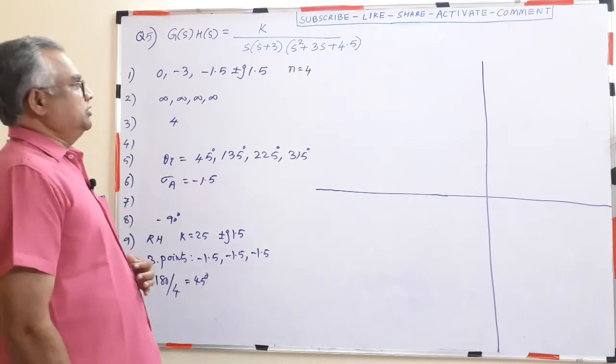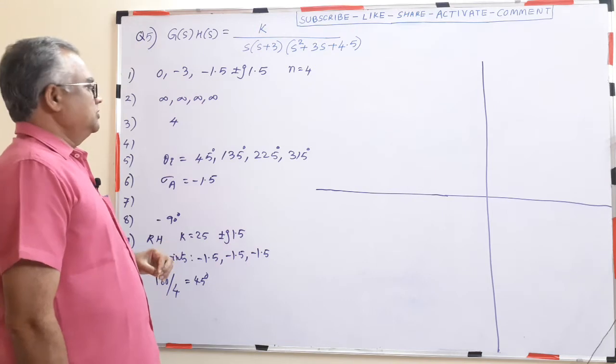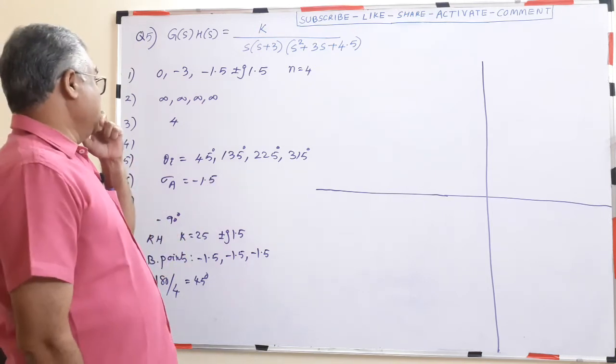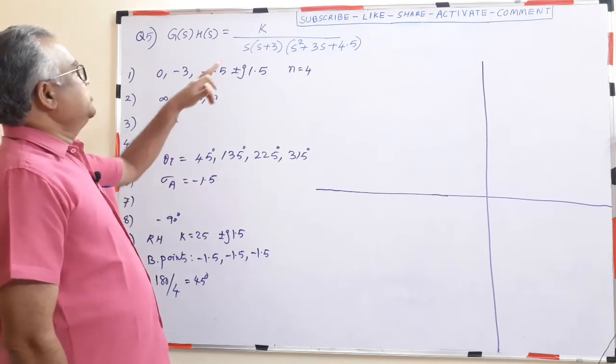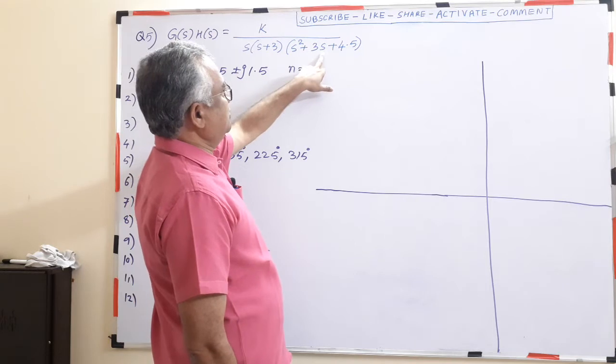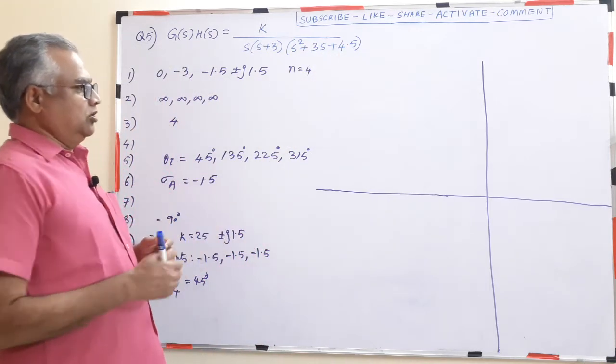So, okay. This fifth problem in root locus. We are solving problems in root locus. This is another model: K by s into (s plus 3) into (s square plus 3s plus 4.5). Draw the root locus.